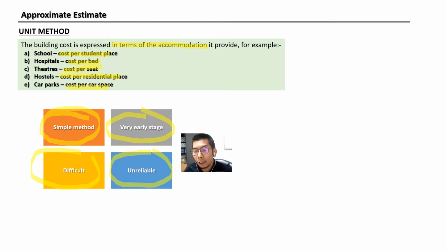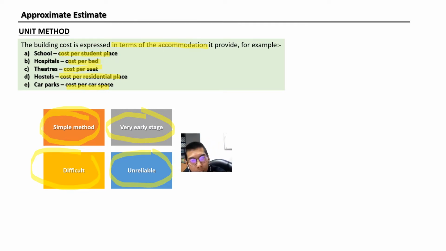Okay, it can be useful, but at the same time, you need to have some supporting techniques to enhance or to justify your approximate estimate. It means that based on the unit method alone, it's not going to produce reliable data. You need to have strong supporting data and so on.